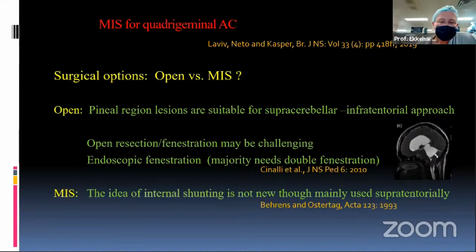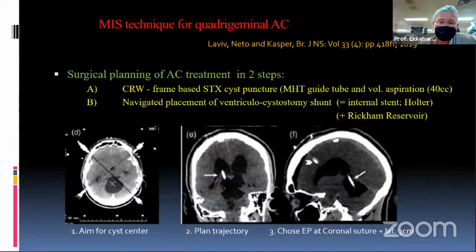Now, normally, I would say this is a beautiful case for the posterior fossa, and I'm a fan of supracerebellar infratentorial approaches, but things are rather crowded at the back of the skull here. So open resection and fenestration may be challenging in this setting. And the same is, I think, true for endoscopic fenestrations. So the idea of internal shunting came to mind, which is not new. And there's an excellent paper by the group of Christoph Ostertag that I'll show you in a second.